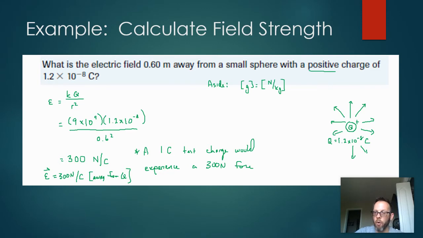So if you're asked for the electric field, magnitude and direction, get the magnitude using our equation, get the direction by thinking about the context. If we have a positive test charge, a positive charge setting up the field, a positive guy in the field is going to want to go away.